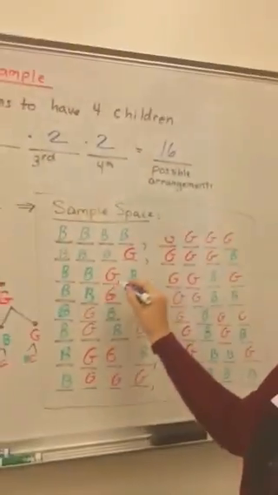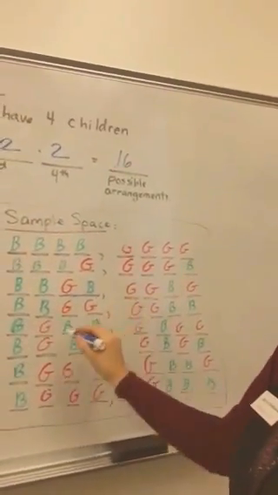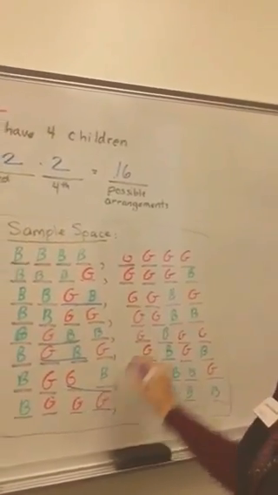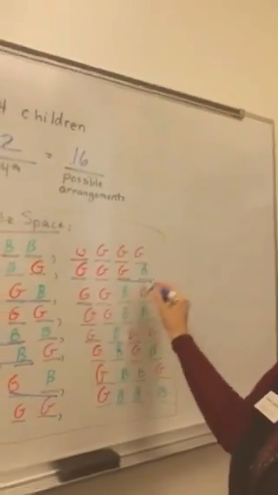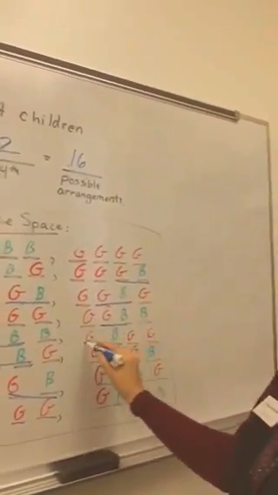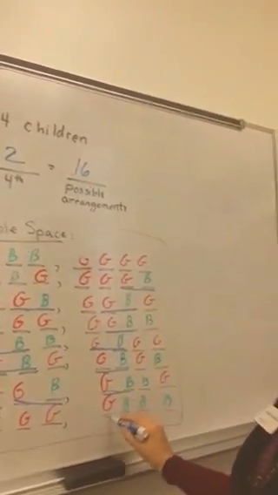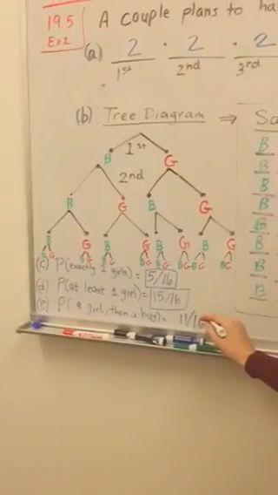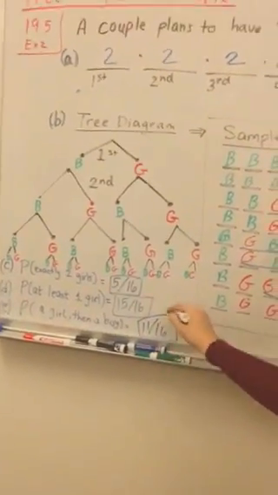And finally, the probability that you get a girl followed by a boy, so G and then B. You notice that happens here, here, so 2, 3, 4, 5, 6, 7, 8, 9, 10, 11 times. So 11 out of 16 is our answer for that probability in part E.